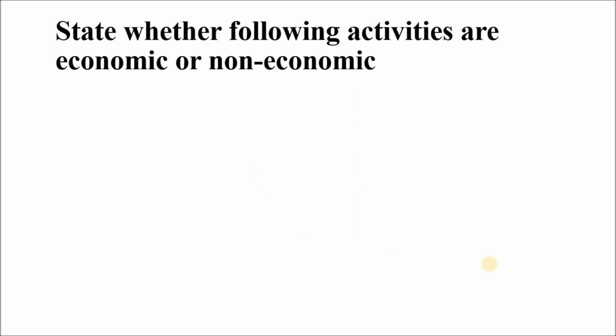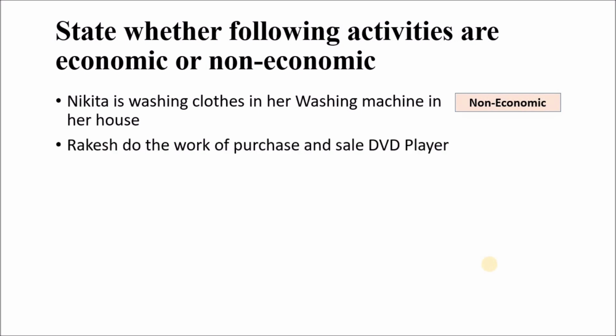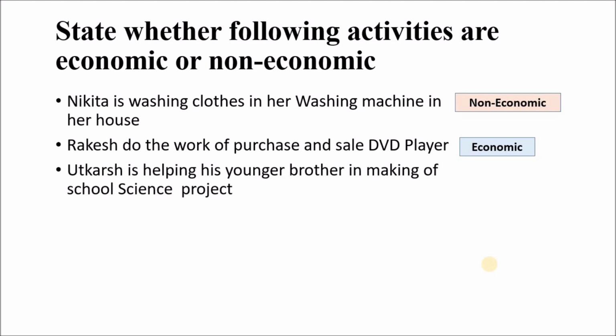You have to find out from the following statements whether it is an economic activity or non-economic. Nikita is washing clothes in a washing machine: non-economic. Rakesh does the work of purchase and sale of DVD players. He is doing this purchase and sale for earning money, so it is an economic activity. Then Utkarsh is helping his younger brother in making a school science project. It is a non-economic activity, and I hope when you are helping your younger brother or sister, you are not asking for any money.